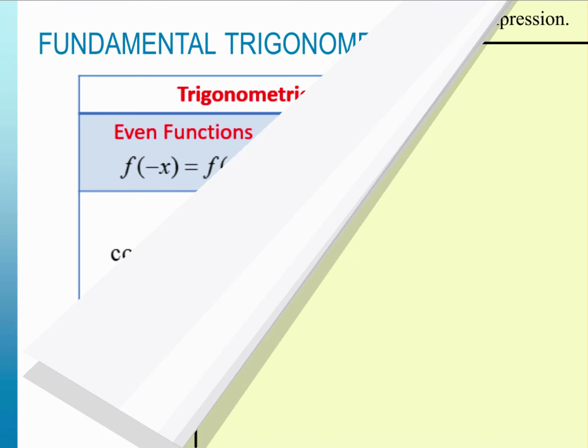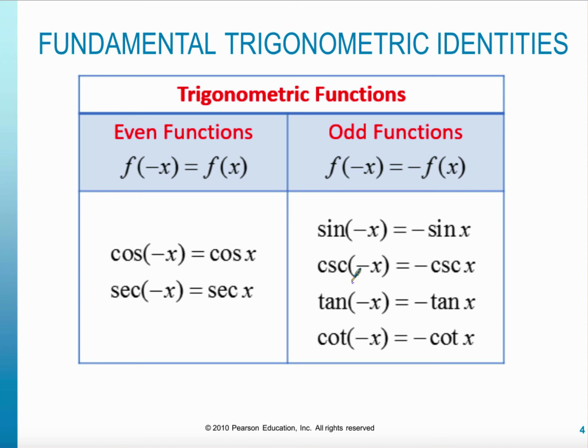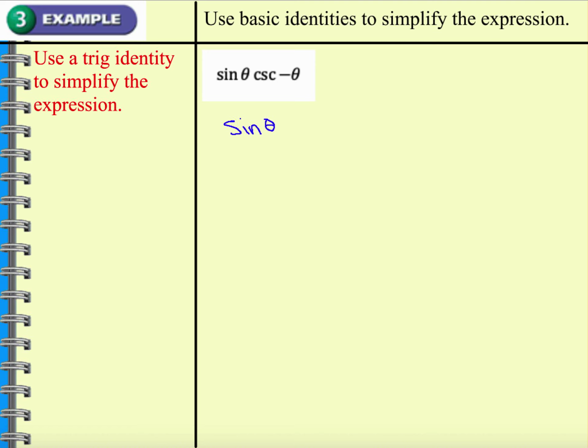And if you don't recall, we can bring it back here. So cosecant is an odd function, which means that cosecant of negative angle is the same as a negative cosecant of the positive angle. So I'm going to use that substitution here. So instead of writing the cosecant of negative theta, I'm going to multiply, since these are being multiplied together, by negative cosecant of positive theta.